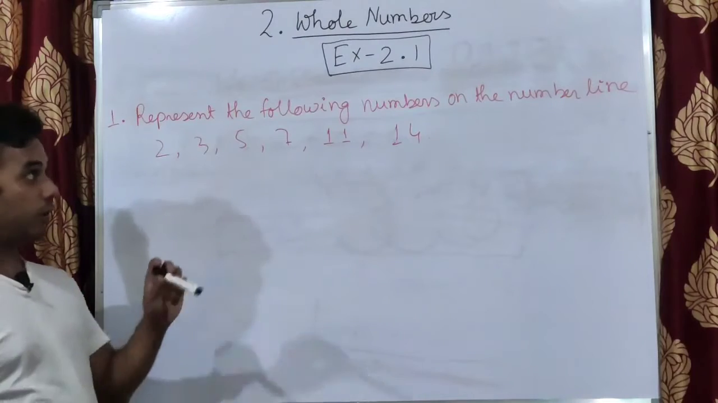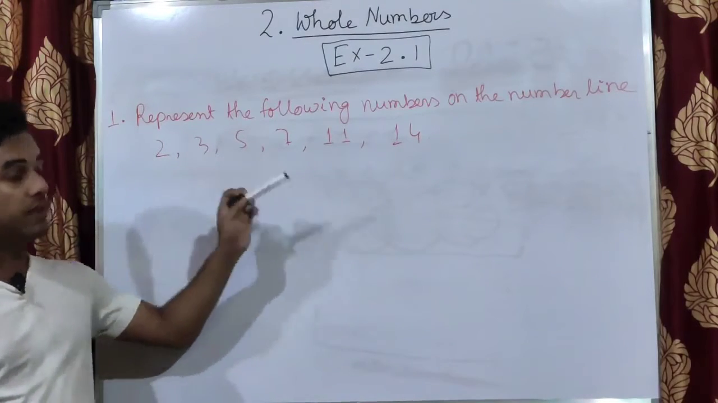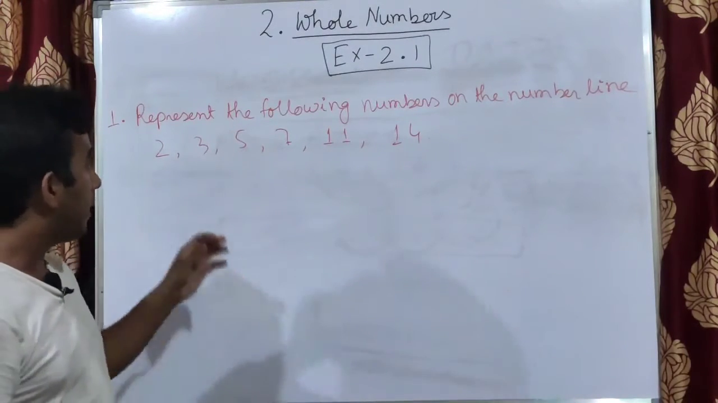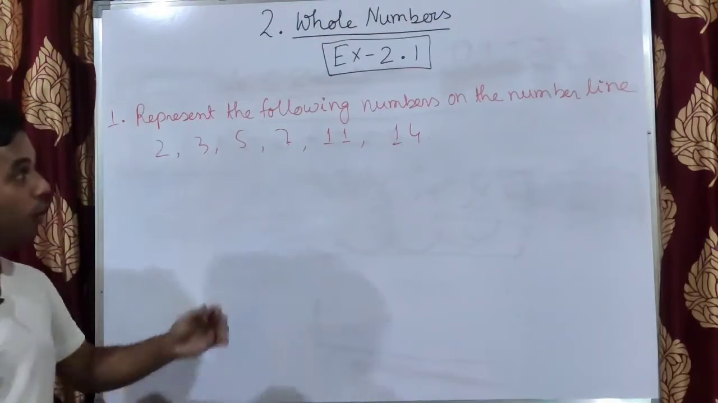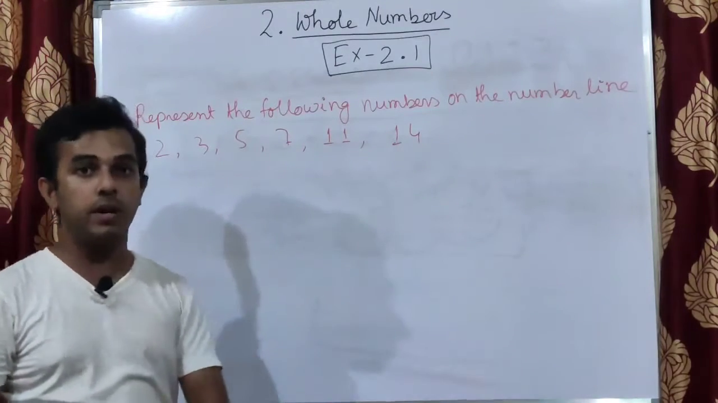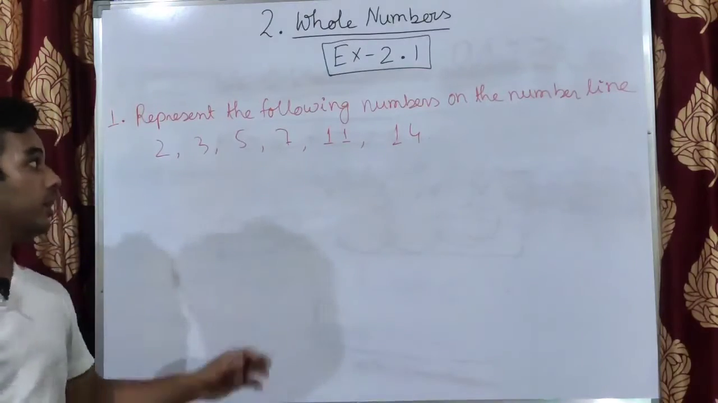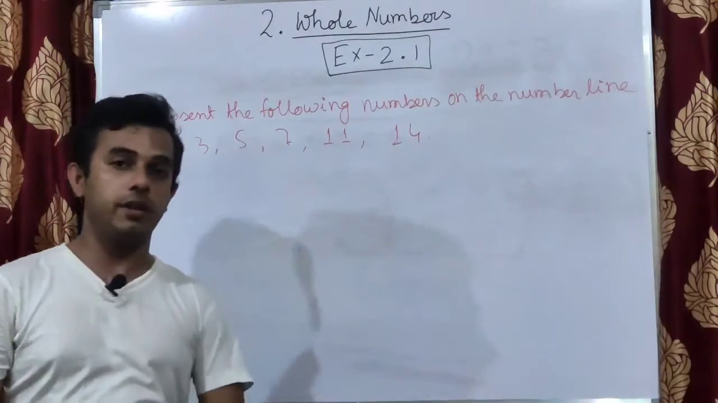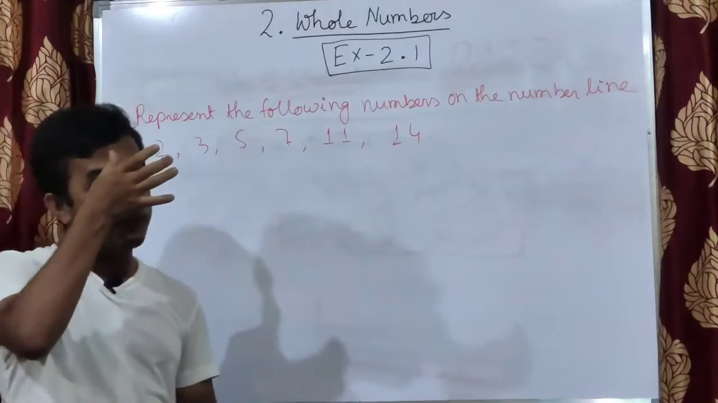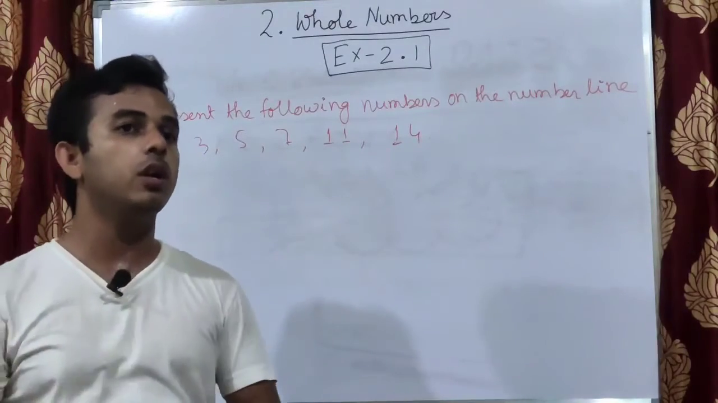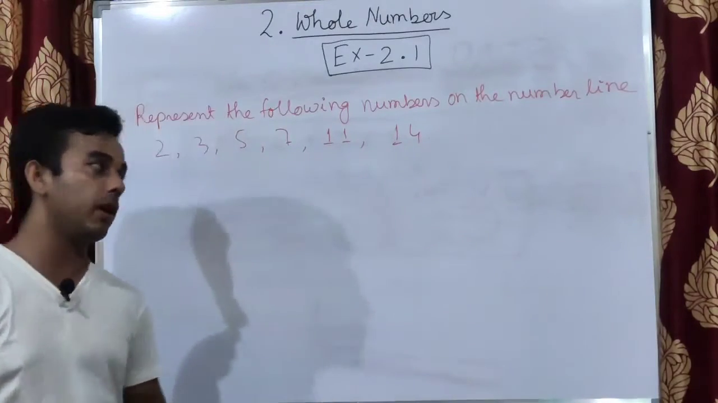So now let's move to the first question of exercise 2.2. The first question is what? Represent the following numbers on the number line. That means we have to represent 2, 3, 5, 11 and 14 on the number line. So to represent numbers on the number line, our first duty is what? We have to draw a number line.